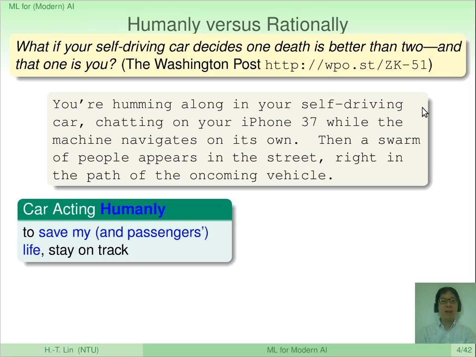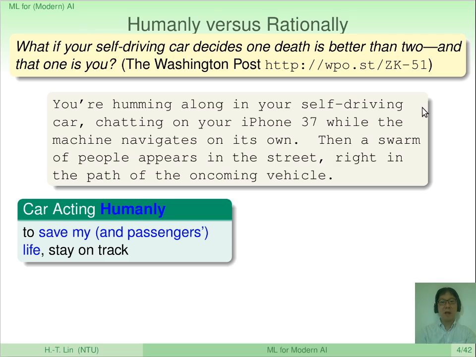Well, if you're really the passenger, you may want the car to act more like human. If you're hiring a driver to drive for you, then you really think the driver should put your life as the top priority. And therefore, if the driver puts your life as the top priority, it should save your and possibly other passengers' life by staying on track. It can bump into a bunch of other people, kill them, and maybe the insurance would take care of that.